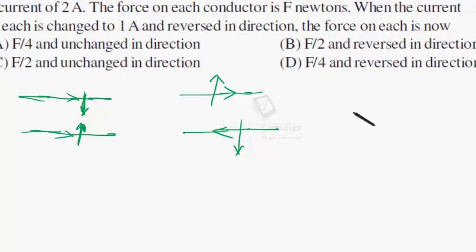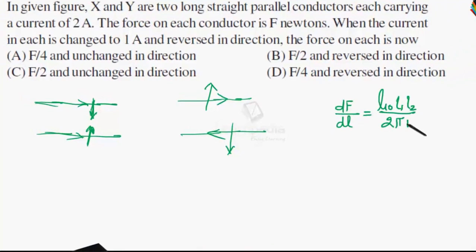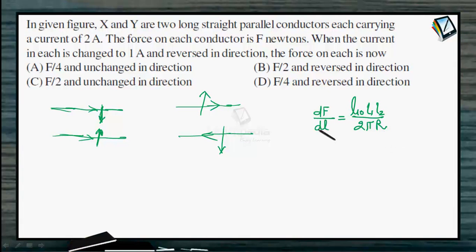And the force per unit length between these two wires can be written as mu naught I1 I2 divided by 2 pi r, where r is the distance between the two wires. So in this question we are talking about this particular force.